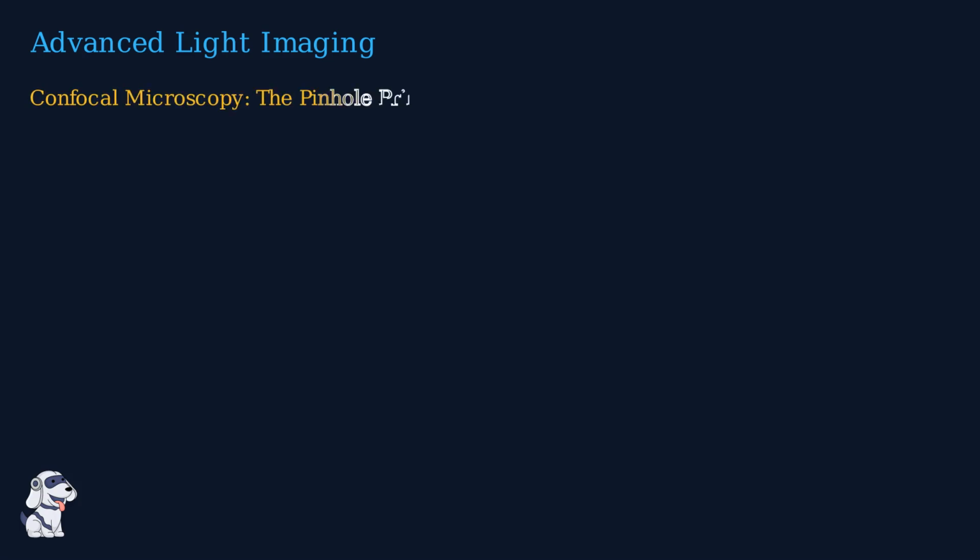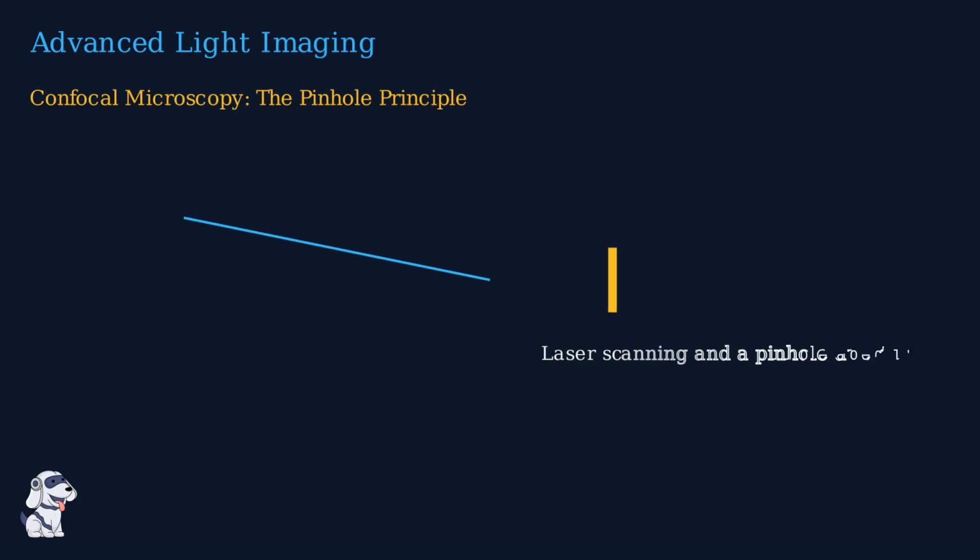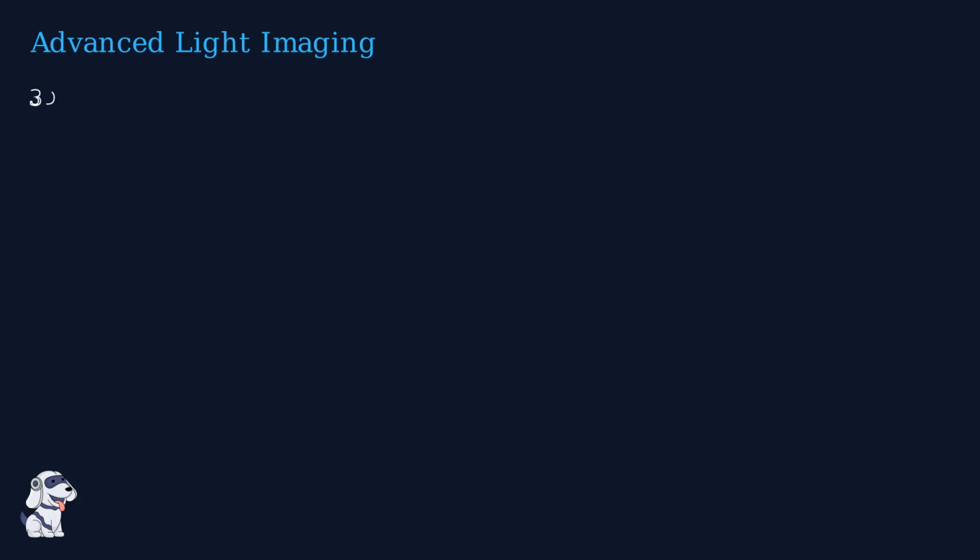Confocal microscopy improves upon traditional imaging by using a focused laser to scan a specimen layer by layer. By placing a pinhole aperture in front of the detector, the microscope rejects light from outside the focal plane, significantly increasing image contrast. This technique provides true optical sectioning.